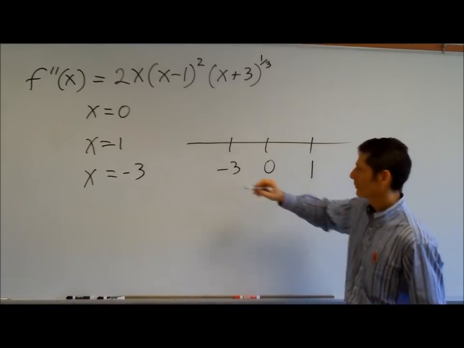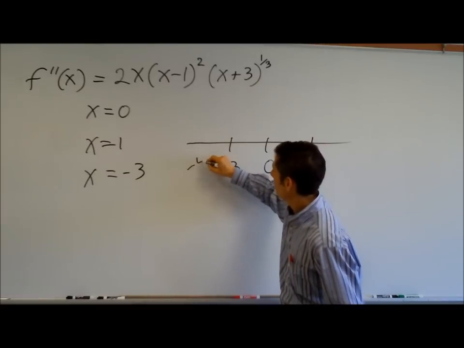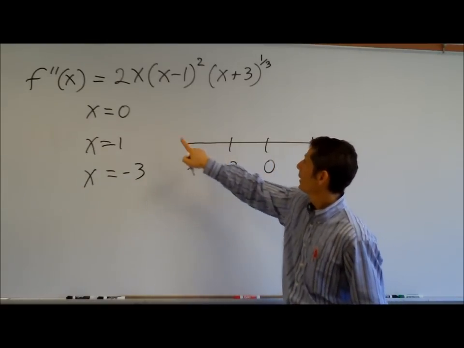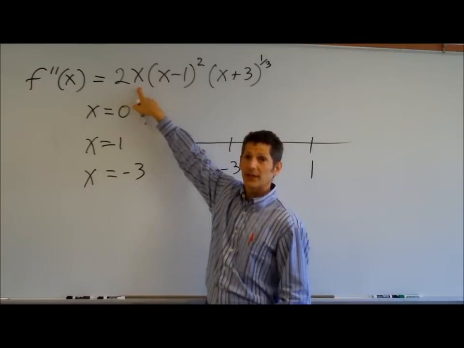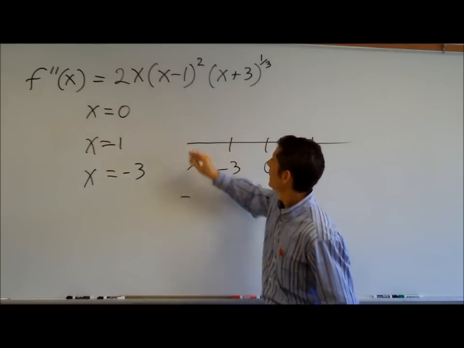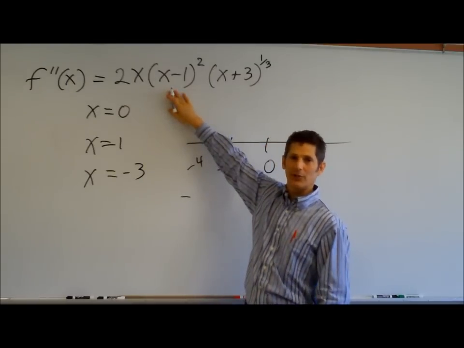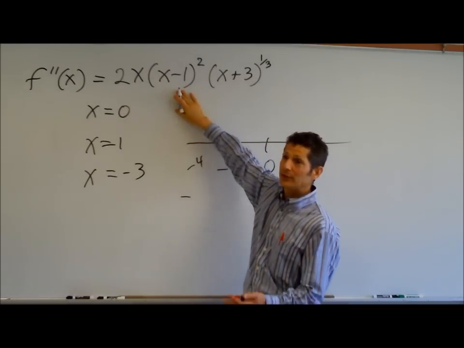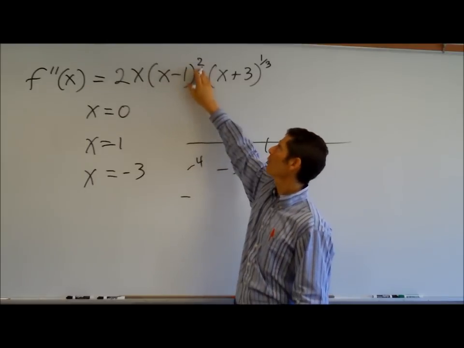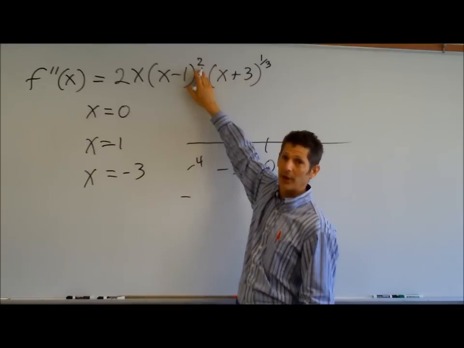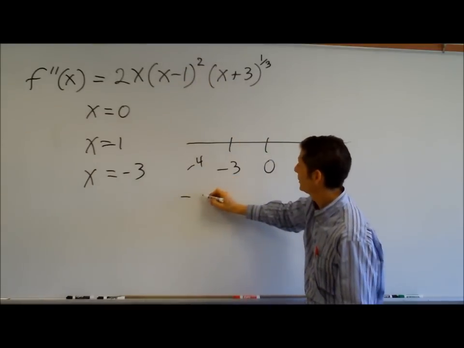So yes, those are my 3 points. Now I'll just pick points in between. I have a -4. Stick it in for this x. That gives me a negative. This is going to be easy. -4 minus 1 is negative, but I really don't care because I'm squaring it. This guy's always going to come out positive. Something squared is always positive.